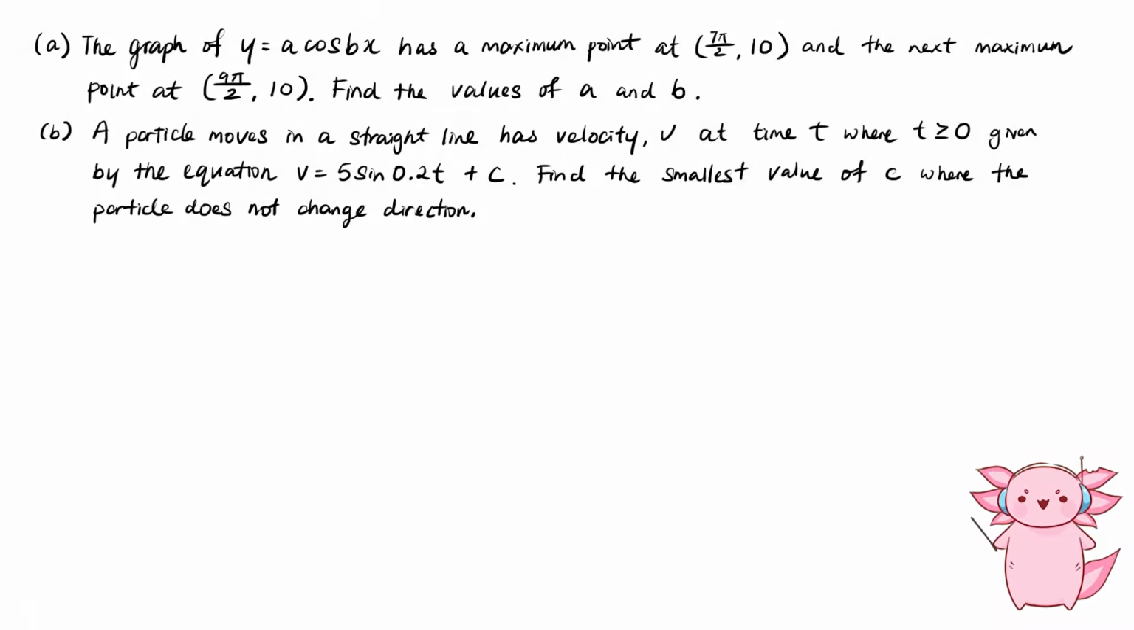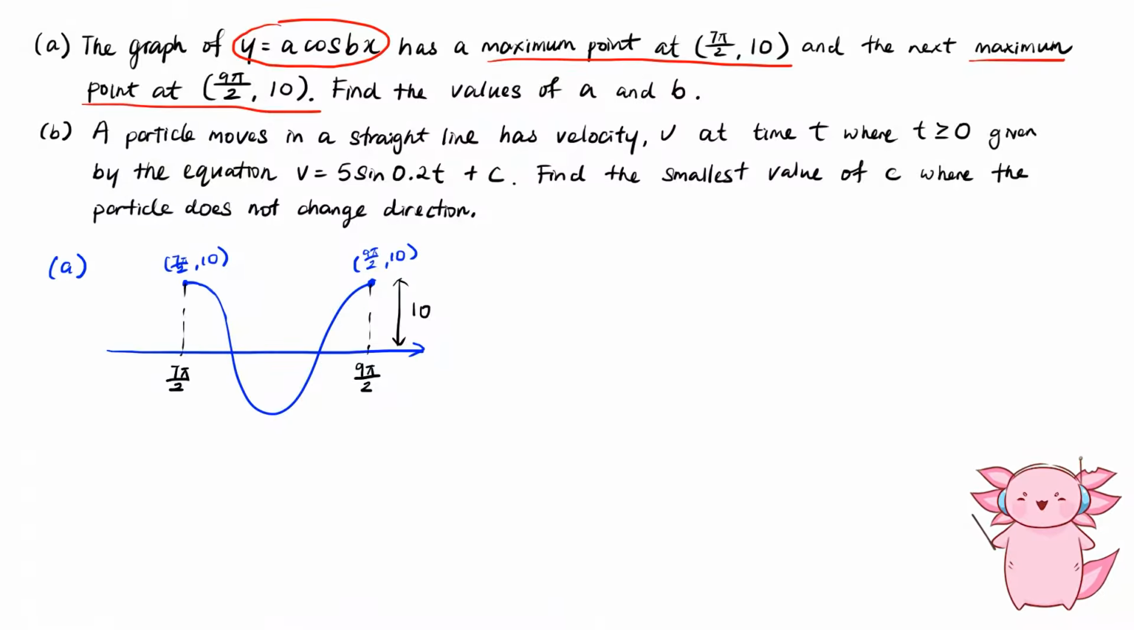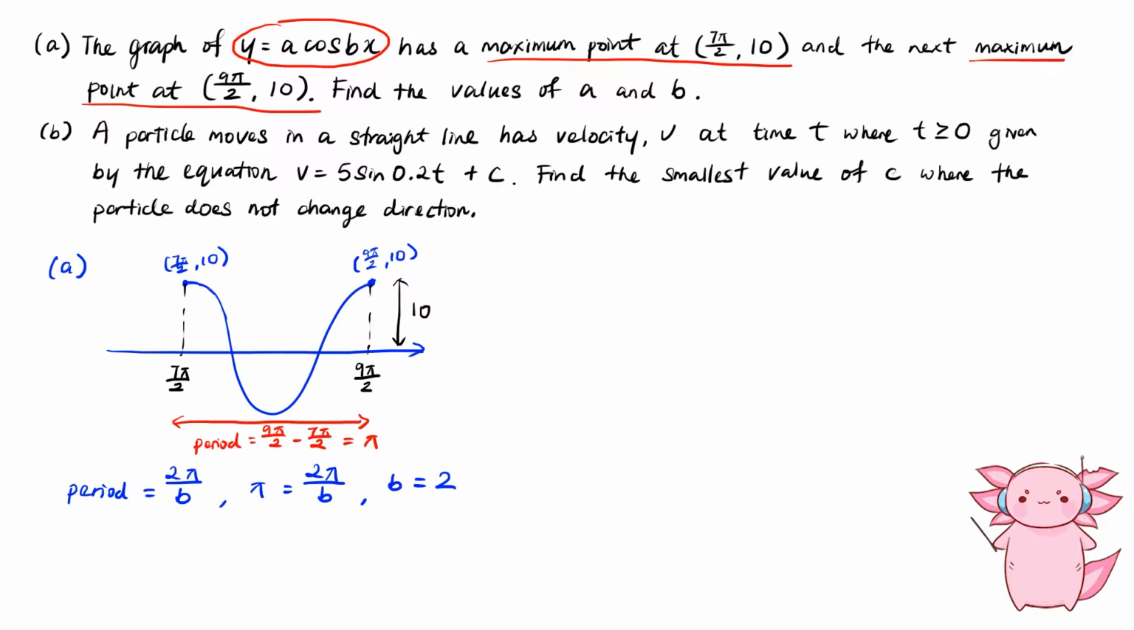This is an incredibly tricky question, and this time they give you 2 maximum points that lie on this cosine graph, and sketching it out, it'll look something like this. Now the first step is to calculate the period, which is here, and it's pi. So using the formula, which is 2 pi over b equals to the period, which is pi, we can calculate that b is equals to 2.